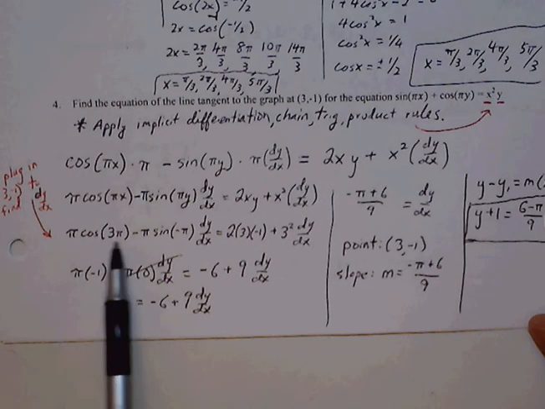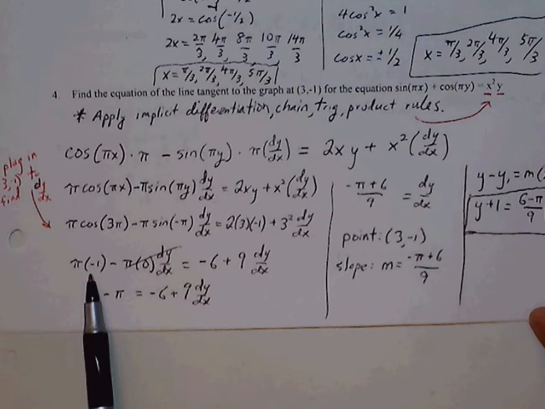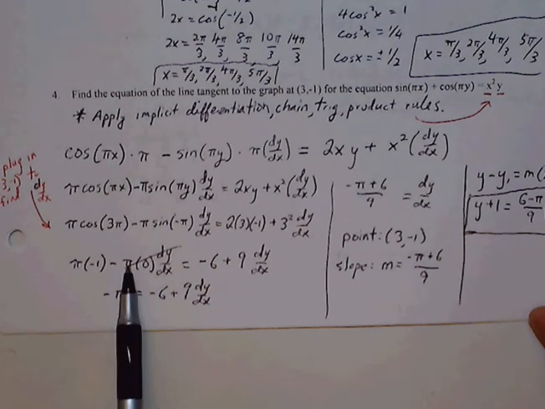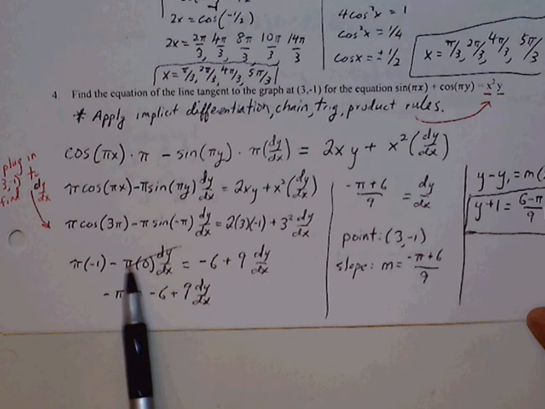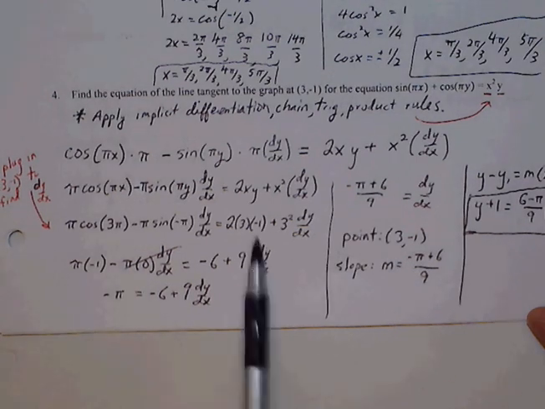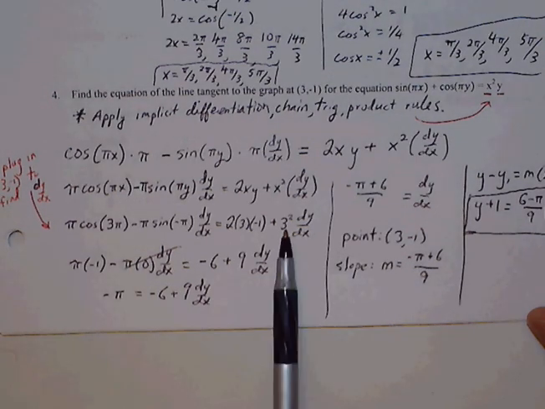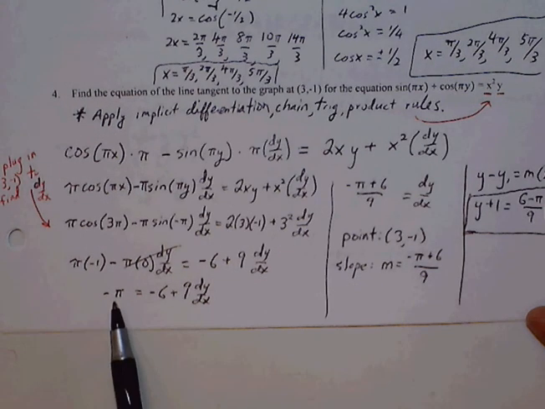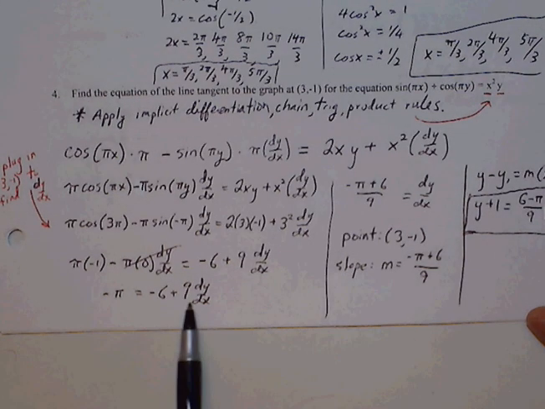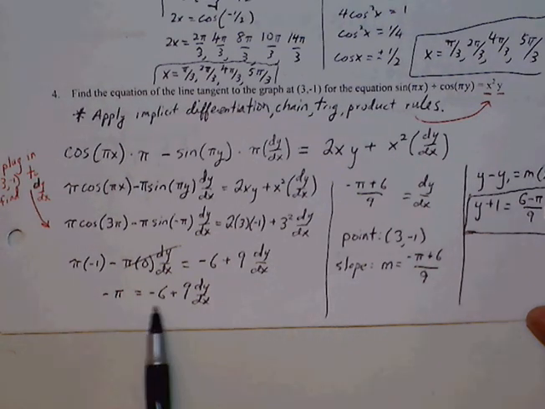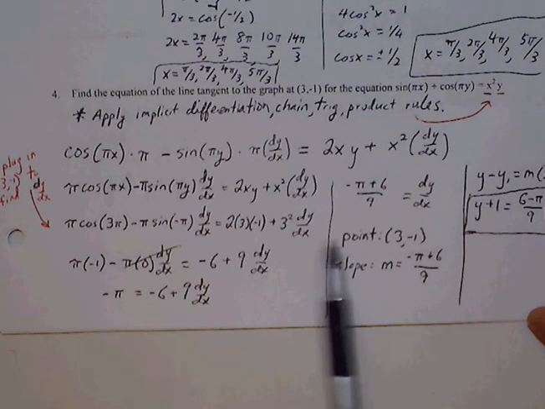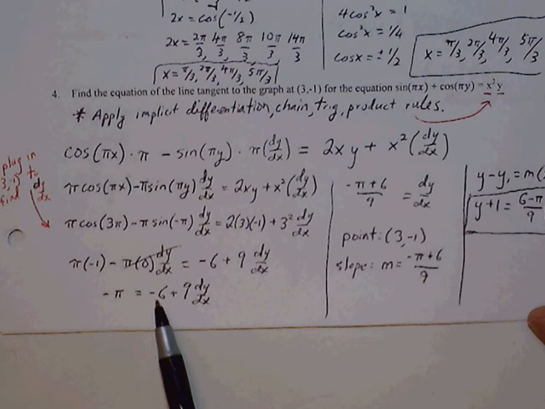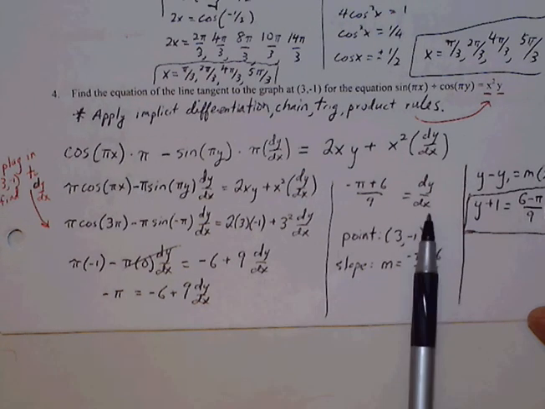Cosine of 3 pi is simply -1. Sine of negative pi is simply 0, so that's going to cross out all these terms. -6 on the right side plus 9 dy/dx. So negative pi is equal to -6 plus 9 dy/dx. Now we can solve for dy/dx a lot easier. Just move everything over to the other side. So add 6, divide by 9. So dy/dx, our slope, is negative pi plus 6 over 9.